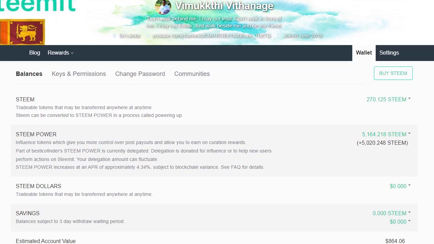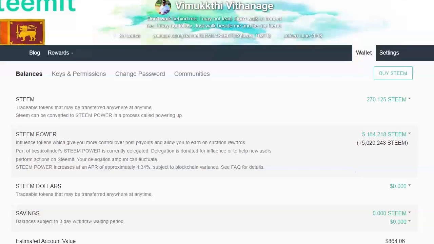When you go to your Steemit wallet, now I am in my Steemit wallet through my account. Here you can see the Steem balance, this shows the Steem power balance, and this line shows the Steem dollars balance. Currently I don't have any Steem dollars, SBD. So I'm going to use the Steem market, the inbuilt exchange that comes with the Steemit wallet, to purchase some Steem dollars. I will explain how to do that.